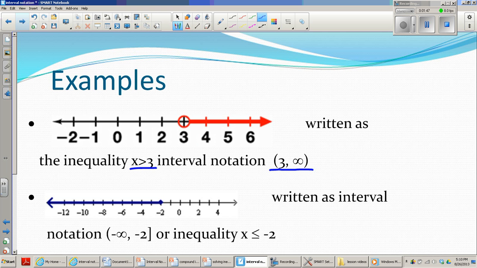Our second example. The graph shows x is less than or equal to -2. It is a closed circle, so that means with our interval notation, we would have a bracket because it's equal to. Since it's going to the left, the smallest value is on the left side, so we call that negative infinity. It's not equal, so that's why it's a parenthesis. This same interval notation is this as an inequality. So we have graph, interval notation, inequality, all meaning the same answer.